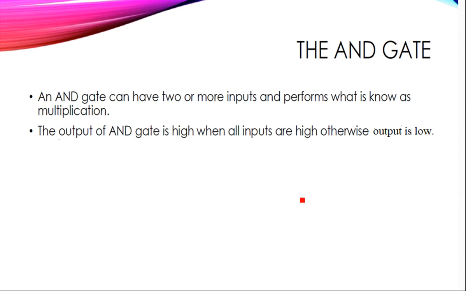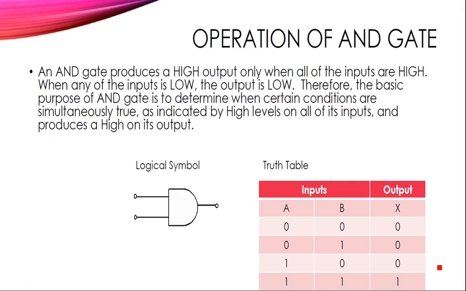So next, AND gate. An AND gate can have two or more inputs and performs what is known as multiplication or logical AND operation. The output of an AND gate is high when all the inputs are high, otherwise the output is always low. That means if any one input is 0, the output is always 0. The AND gate produces a high output only when all the inputs are high. When any one of the inputs is low, the output is always low.